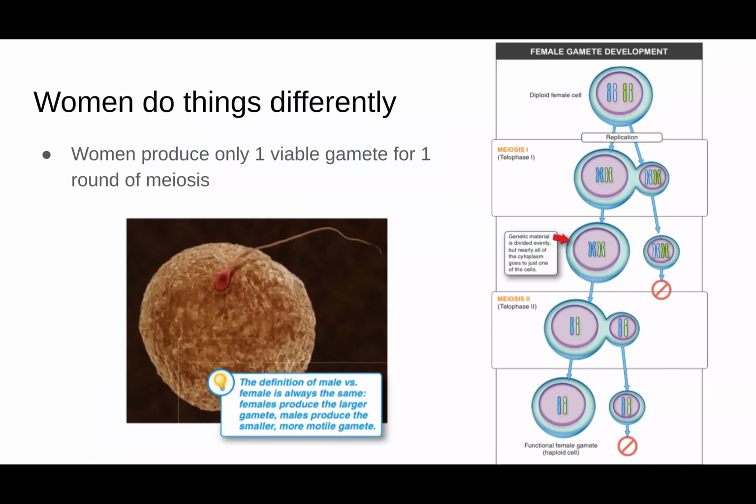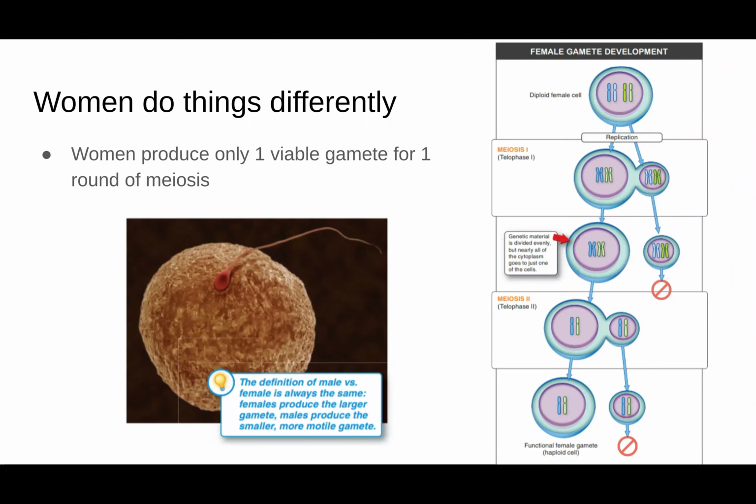And just as a final note, women do things slightly differently. Males, we always produce 4 sperm cells every time. And our sperm cells are cheap. They're easy to make. We produce them constantly, but women do things differently. And this is for a very specific reason.